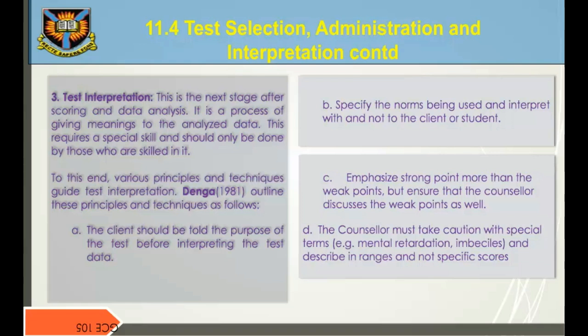A. The client should be told the purpose of a test before interpreting the test data. B. Specify the norms being used and interpret with and not with the client or student. C. Emphasize strong points more than the weak points, but ensure that the counselor discusses the weak points as well. D. The counselor must take caution with special terms, e.g. mental retardation, imbeciles, and describe in ranges and not specific scores.